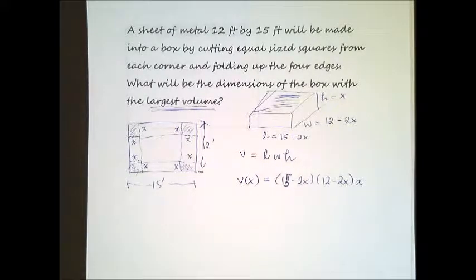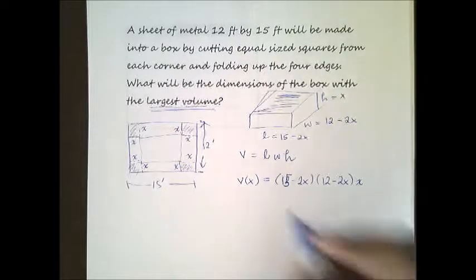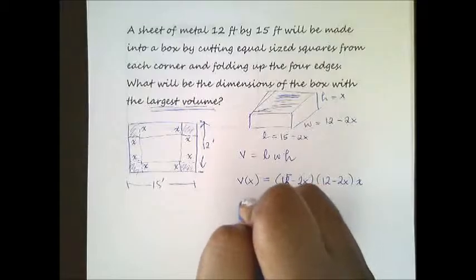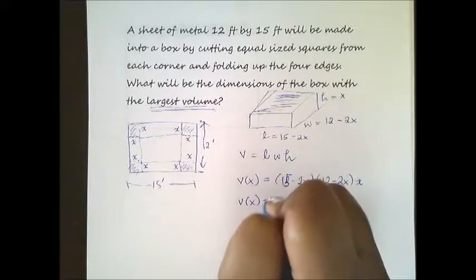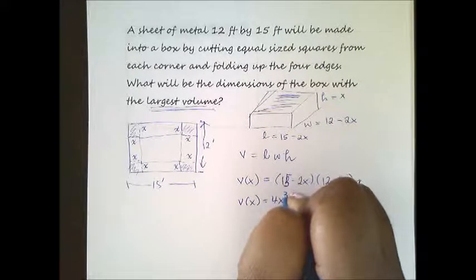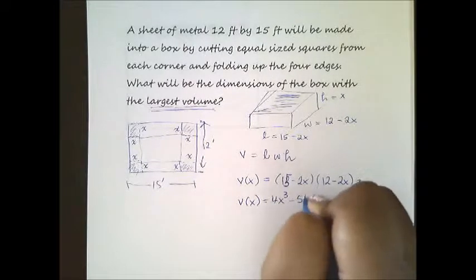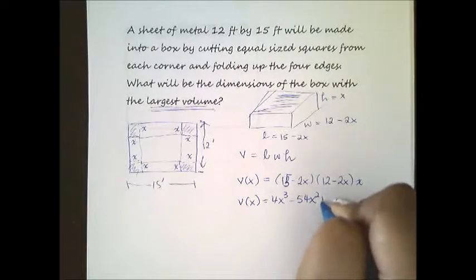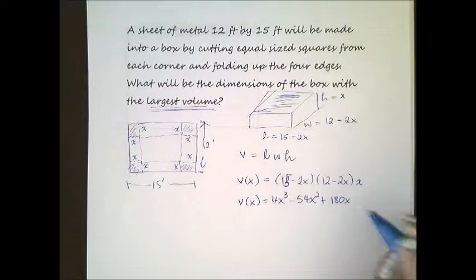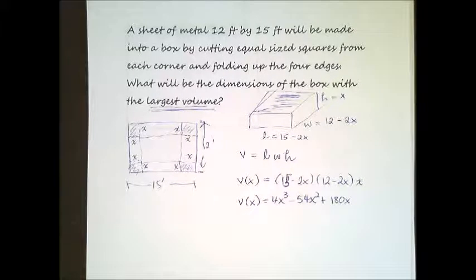So when I go back and look and multiply this all out, I've already done it over here to the side. So my volume expression is going to be V of x is equal to 4x cubed minus 54x squared plus 180x. That's the equation that I want to maximize.